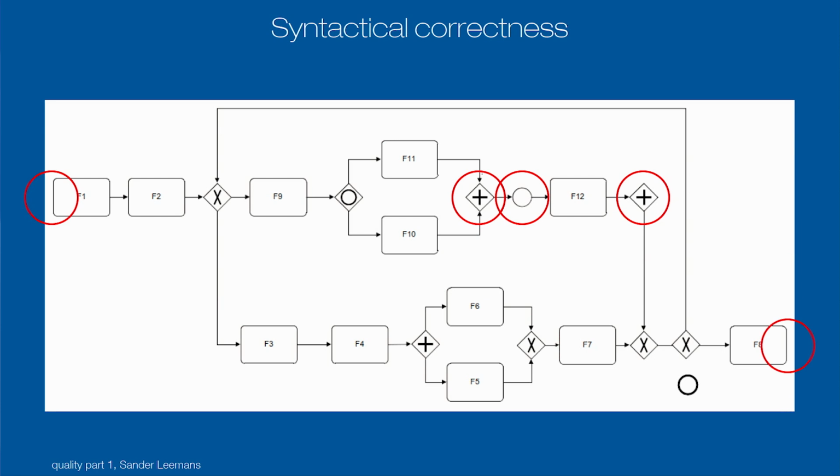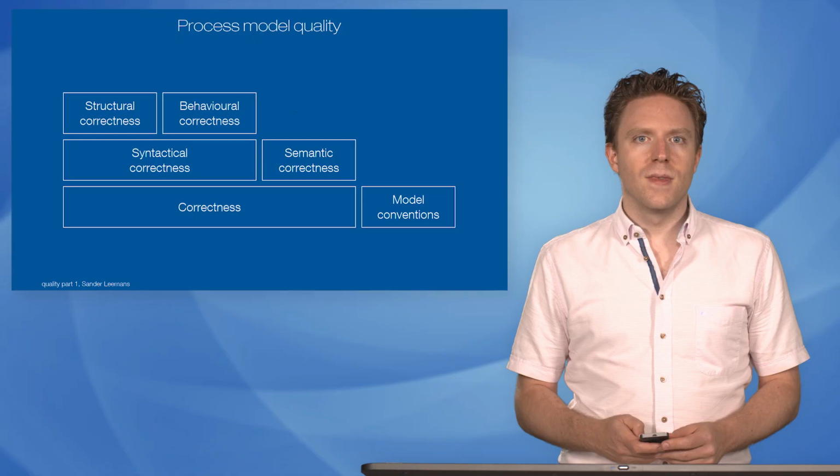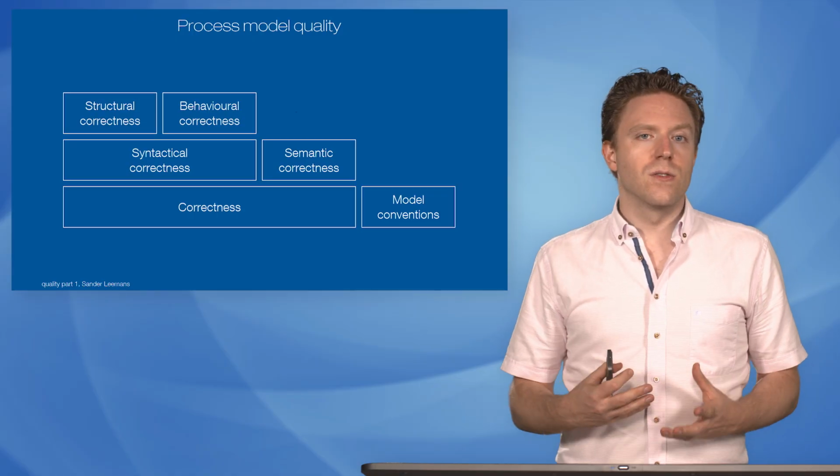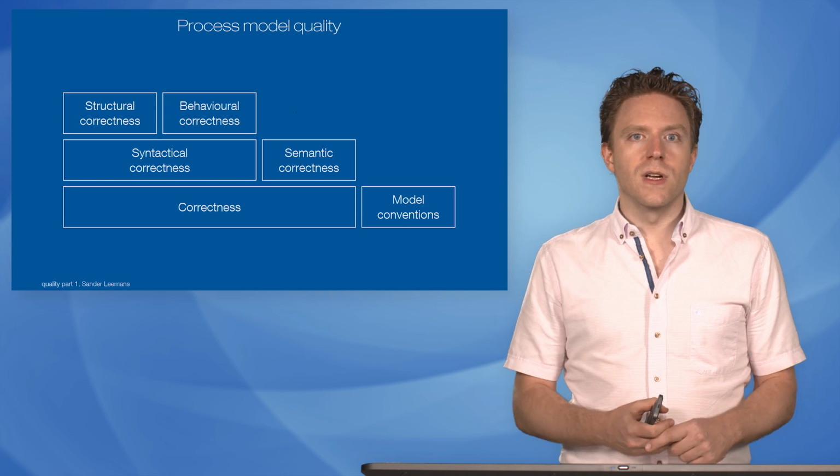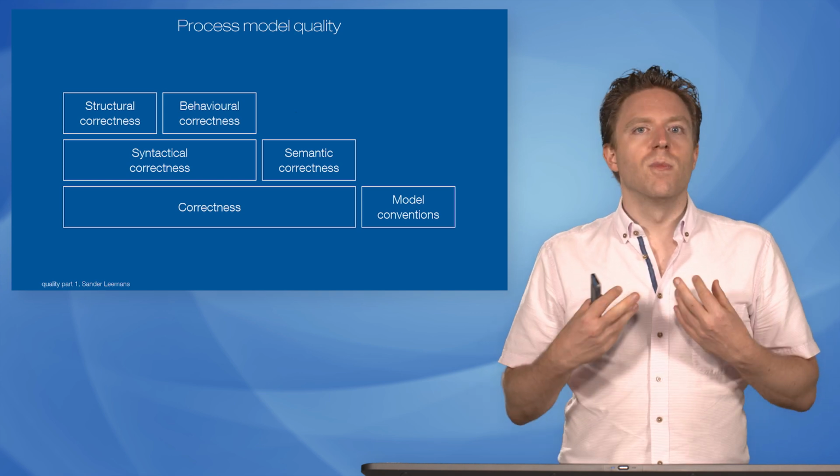Finally, here at the end, we have the symmetrical case from the structural correctness issue that we started with, and that is, if your model has a start and end event, then there cannot be model elements that do not have outgoing sequence flows, except for these end events. This wraps up syntactical correctness. In part 2 of this video, we're going to have a look at semantic correctness and model conventions.